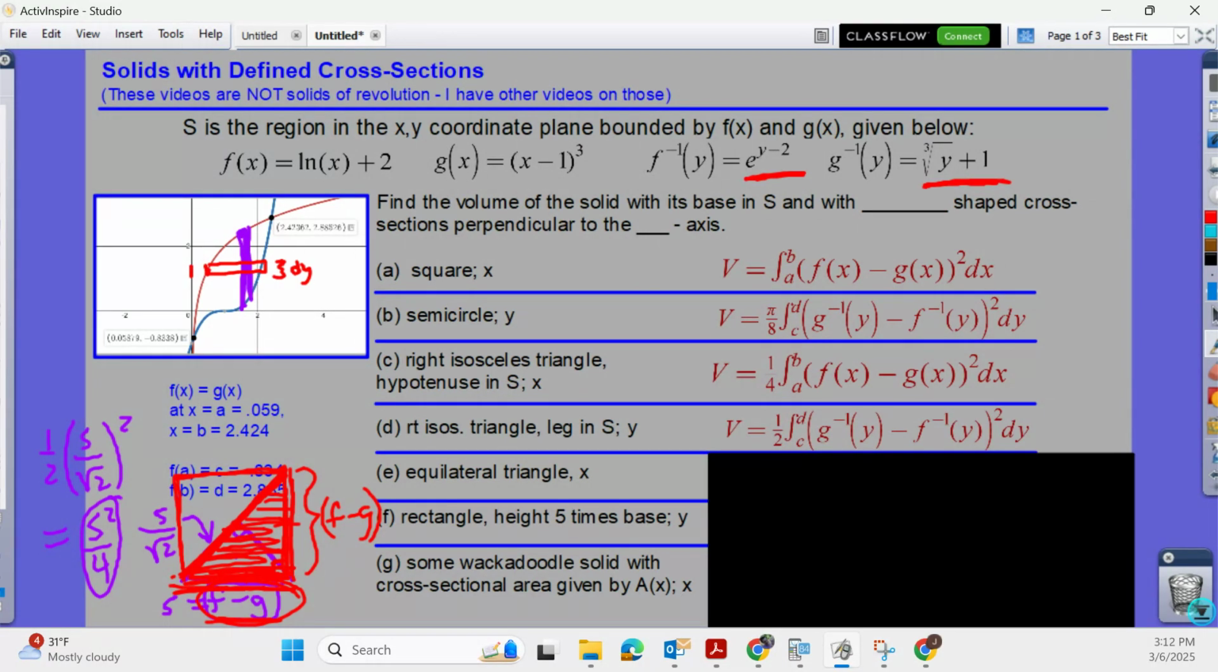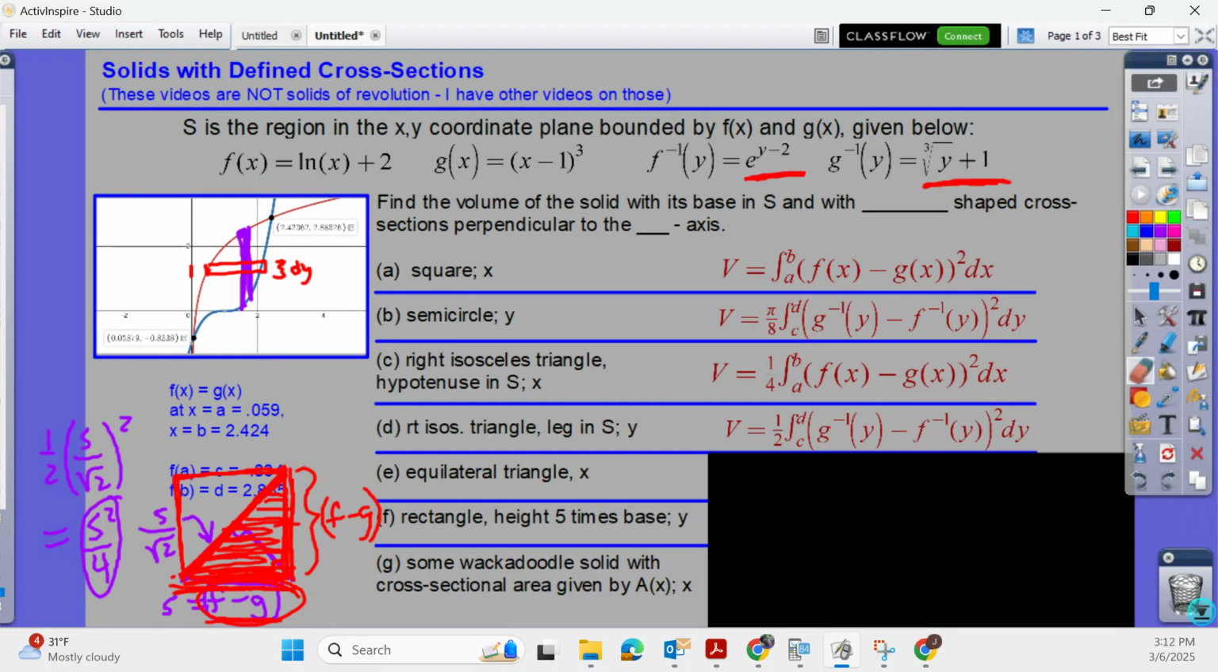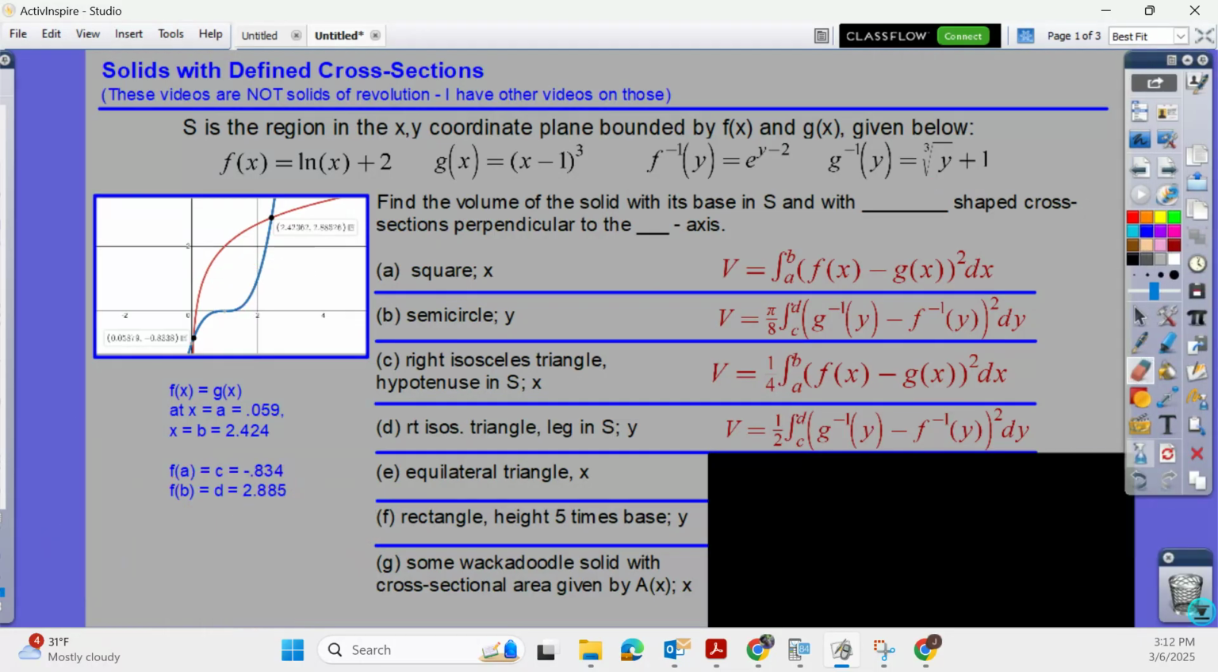I'm going to clear my writing on this page here. And we've got a few different coefficients now. We've got the right isosceles both ways. So let's do one more. Let's do the equilateral triangle. Actually, we'll do all of these because the last two are going to be really quick. The equilateral triangle, perpendicular to the x-axis.